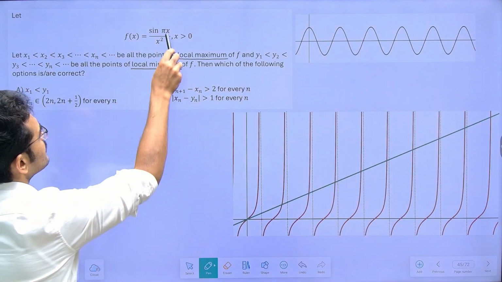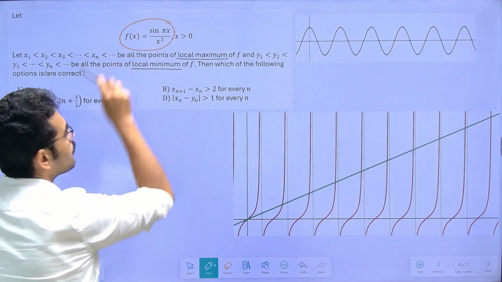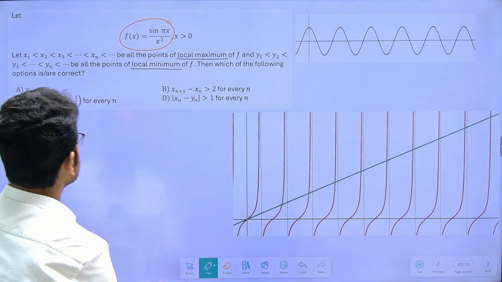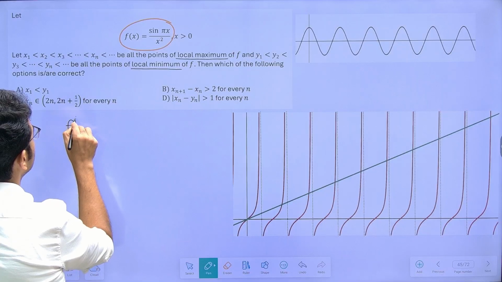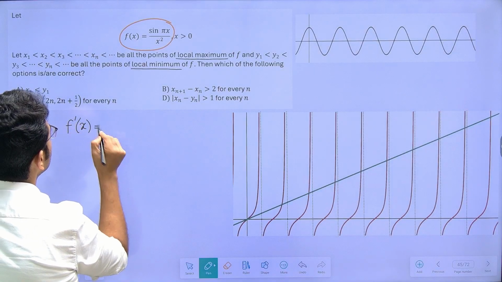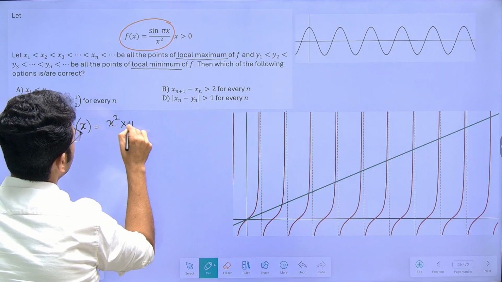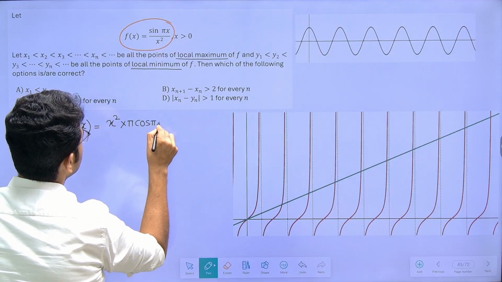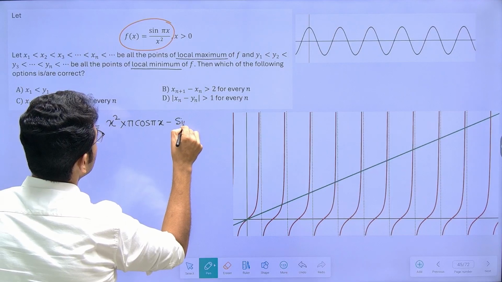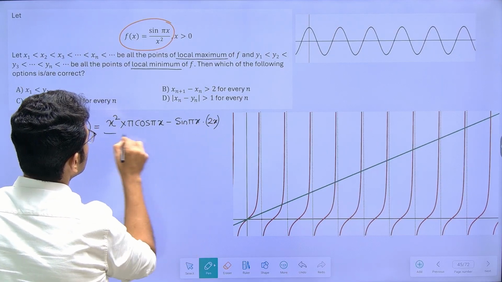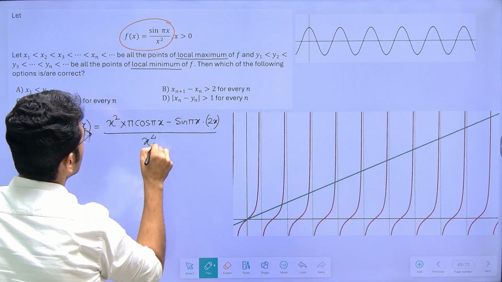So we need to analyze the local maxima or minima for the function. So we need to of course analyze the derivative of the function. So let us start by analyzing the derivative of the function. So f'(x) will be equal to, if I differentiate by the u by v rule, it will be x² into π into cos(πx) minus sin(πx) into 2x, divided by x to the power 4.